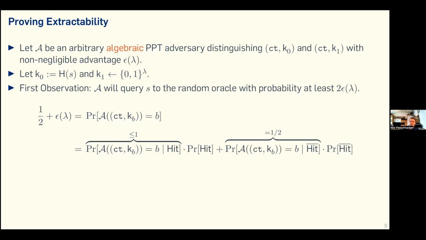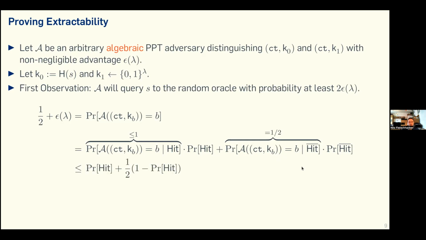On the other hand, if hit does not occur, which means that S was not queried, then the view of the adversary is actually independent of B, because as long as you do not query a value to the random oracle, the output of the random oracle on that point is just a uniformly random value. That means unless you query it, the view of the adversary given B equals 0 and B equals 1 is identical. Therefore, in this case, the probability is exactly 1/2.